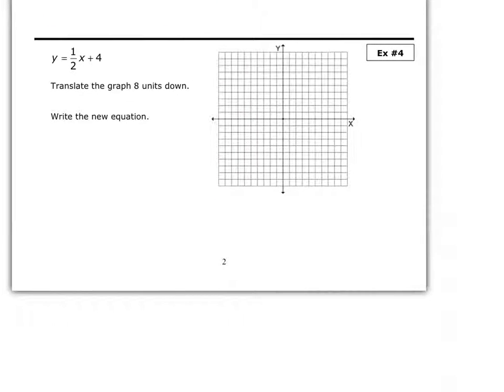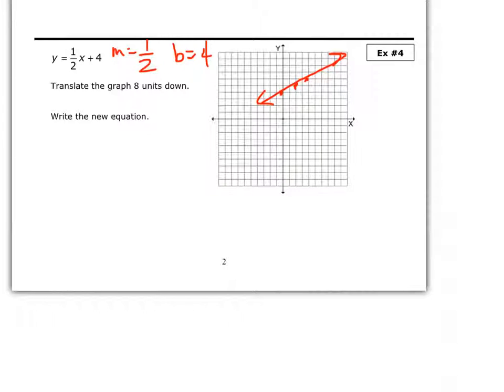Okay, on this graph, identify M and B. M equals 1/2, B is 4. So I'm going to go 1, 2, 3, 4 units, and then up 1 over 2, up 1 over 2. There's my line. Translate the graph 8 units down.